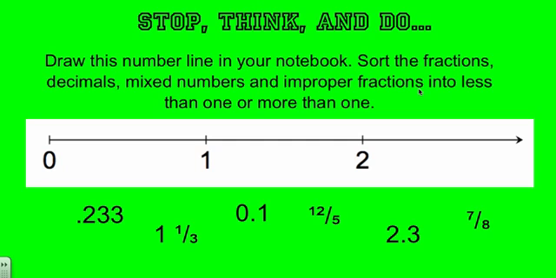Now we'd like you to stop, think, and solve this problem. You need to draw this number line in your notebook. Sort the fractions, decimals, and improper fractions into less than 1 and more than 1 categories. If you can, as a challenge, try to sort them from smallest to largest.